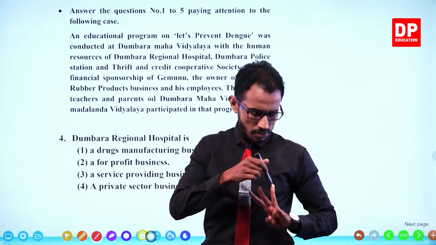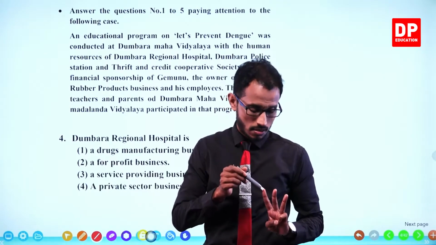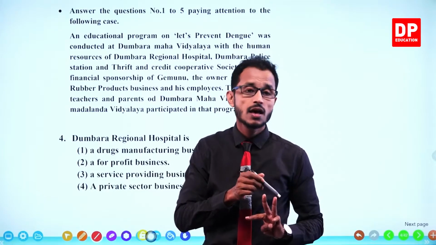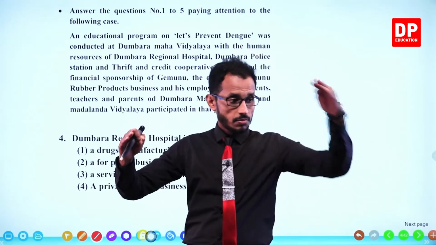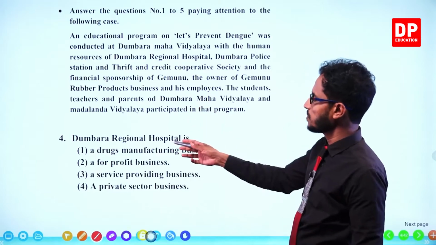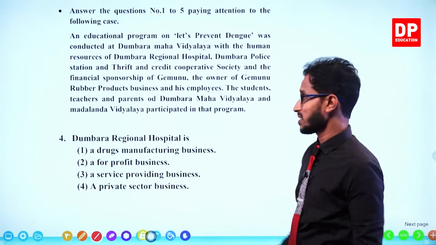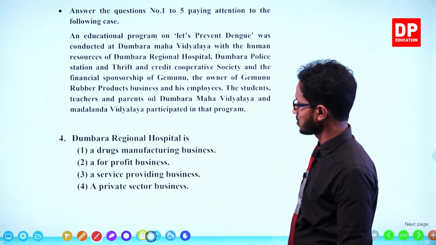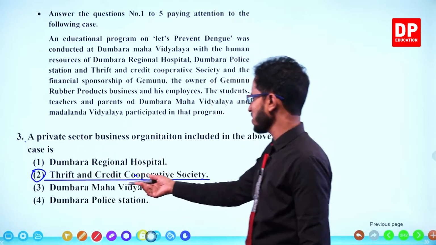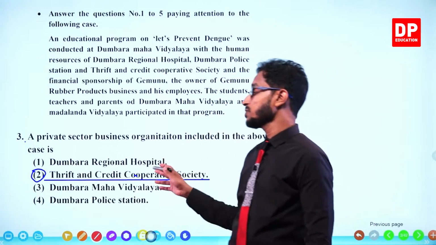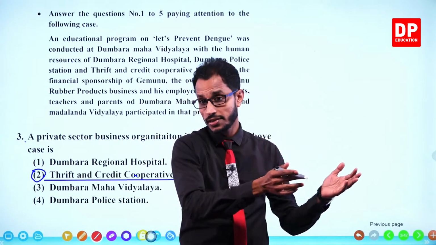Or you can categorize business organizations by looking at what base? Ownership, scale or size, and purpose or objective. Looking at the objective of the business organization, we get non-profit and profit organizations. This is Dumbara Regional Hospital, a public sector business organization. Here, the Thrift and Credit Cooperative Society, according to ownership, is a private sector organization.